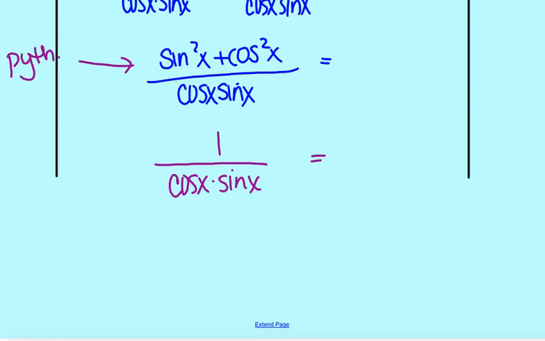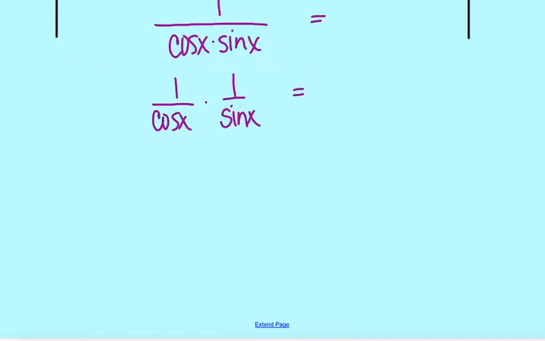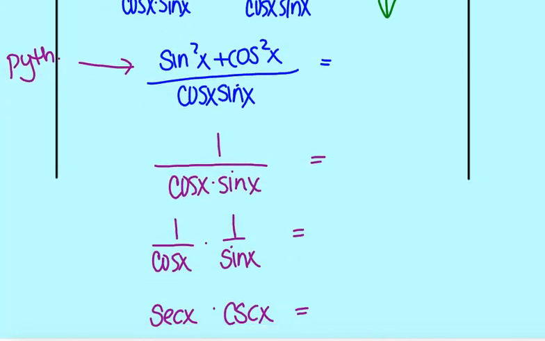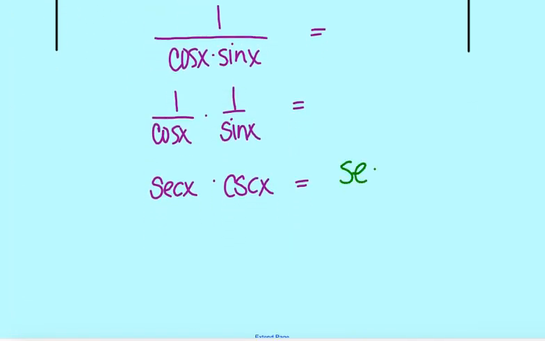So what I'm going to do is I'm going to separate out these two fractions as 1 over the cosine of x, and then 1 over the sine of x. All right, these two are the reciprocal identities. 1 over the cosine of x is the secant of x. 1 over the sine of x is the cosecant of x. All right, let's see if we verified it. So we head up to the top. We wanted secant of x times the cosecant of x. And we got it. Secant of x times the cosecant of x. We verified it.